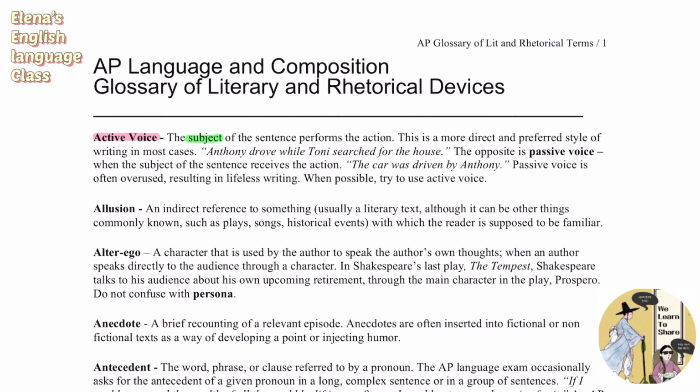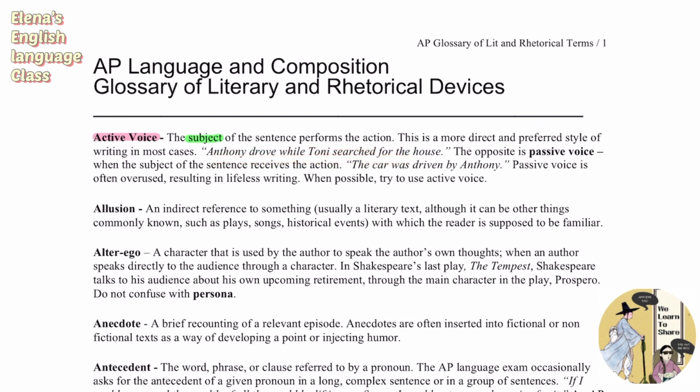In this sentence, active voice is used because we can see that both Anthony and Tony, who are the subjects of the sentence, are performing the action of driving and searching for maybe a car over here and a house over here, right? And the opposite of active voice will, of course, be passive voice, when the subject of the sentence receives the action.